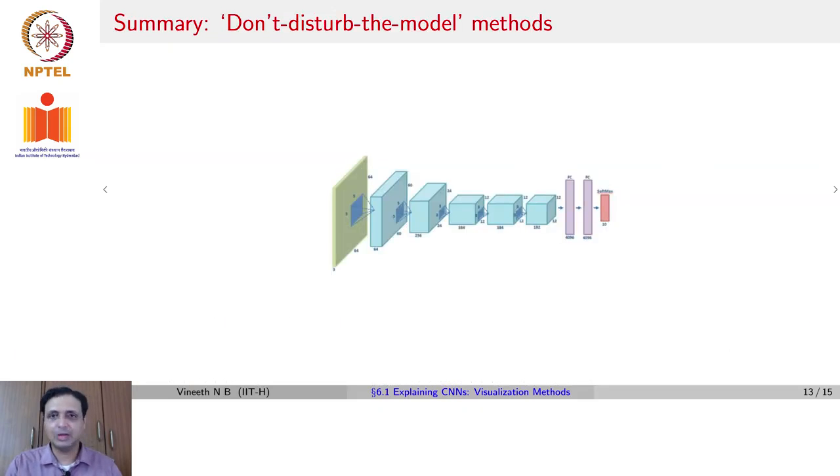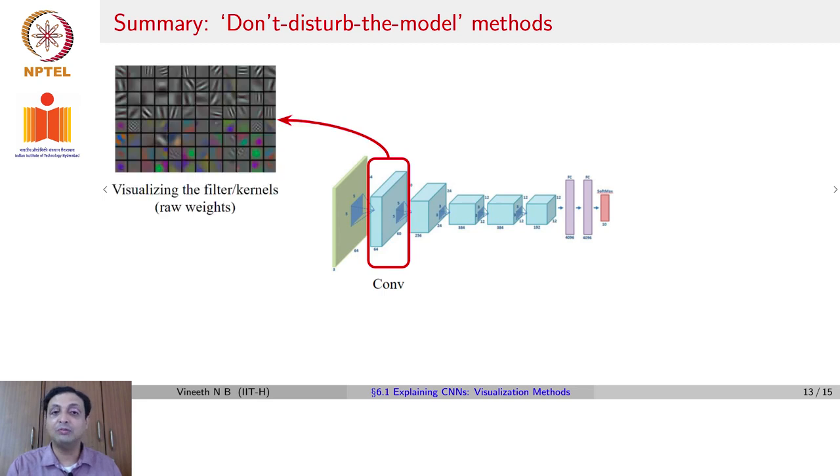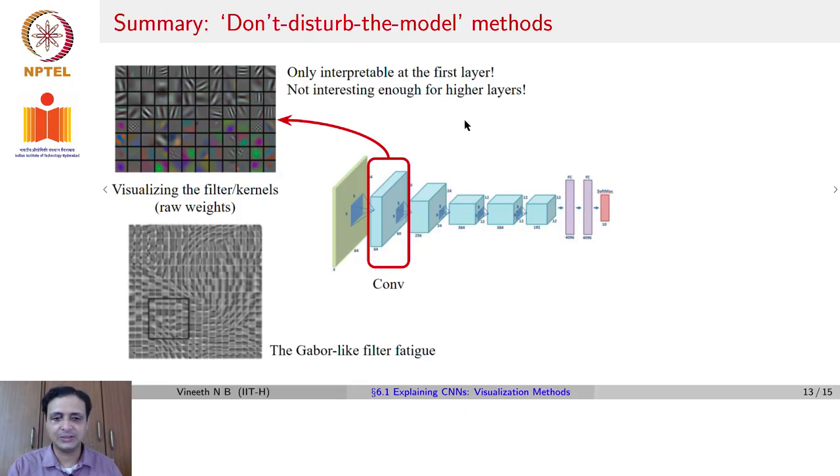To summarize the methods that we covered in this lecture, given a CNN, we're going to call all of these "don't disturb the model" methods, which means we are not going to touch anything in the model. We are only going to use the model as it is and leverage various kinds of understanding from the model. You can take the convolutional layer and visualize your filters and kernels. That's one of the first methods that we spoke about. Unfortunately, this is only interpretable at the first layer and may not be interesting enough at higher layers. We also talked about the Gabor-like filters here.